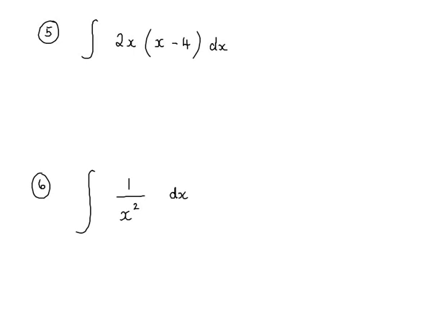Question 5 then, so the integral of 2x bracket x minus 4 dx. The first thing you want to do here is expand the bracket. So keep the integral there because you haven't integrated yet, and expand. So we've got 2x times x to give us 2x squared, and 2x times minus 4 to give us minus 8x dx. Now we can integrate.